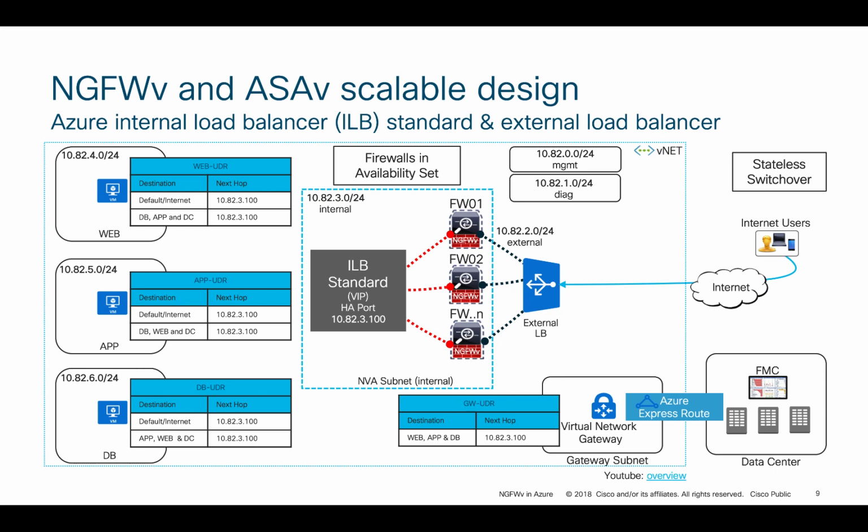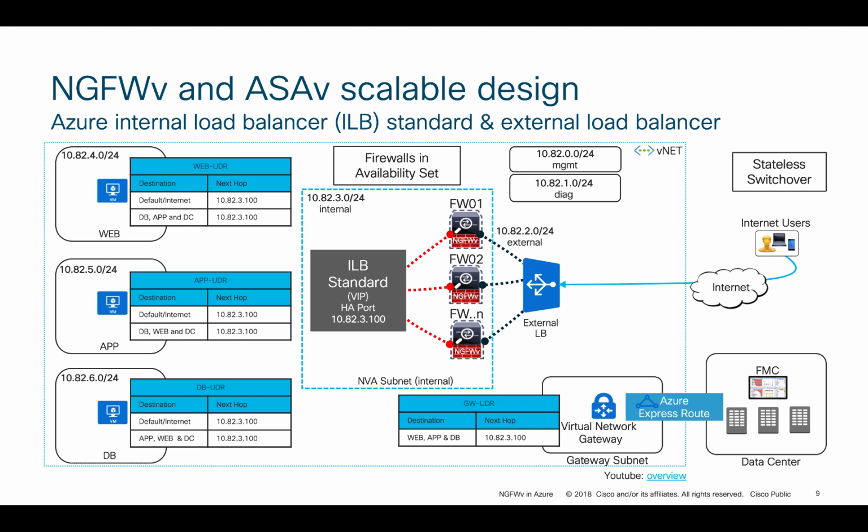Now in this example, I have an external load balancer facing the external interfaces of my firewall, and an internal load balancer facing the internal interface of my firewall. So this is kind of a sandwich design where firewalls are in the middle of two load balancers, and I'm controlling traffic based on UDR. Now if you look at the UDR, the next hop is 10.82.3.100. Now what is this IP address? This IP address is the virtual IP address of my internal load balancer. So I'm going to send all the traffic to the internal load balancer. The internal load balancer will send it to the firewall, and then it will go to the destination subnet.